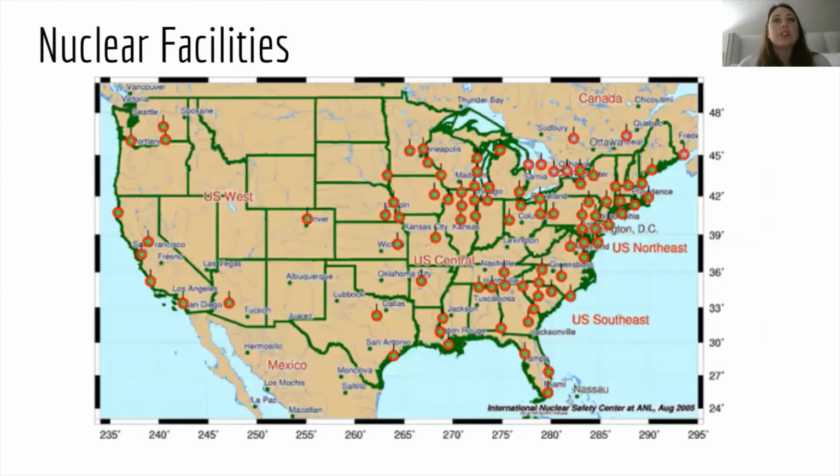Here we can see the different nuclear facilities. So there's one outside of Denver, there's one outside of Dallas, which is where I'm originally from. We see a lot in New England, a few in California, not so much in the Midwest. That's because we've always had plenty of coal and natural gas in the western portion of the United States. No real need for nuclear.